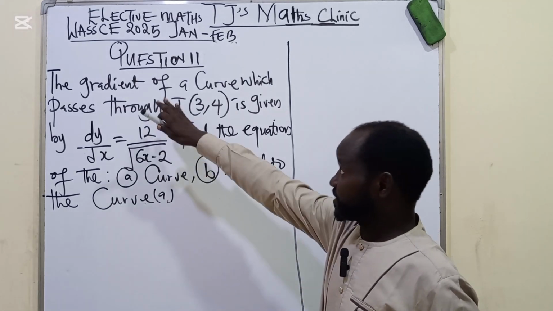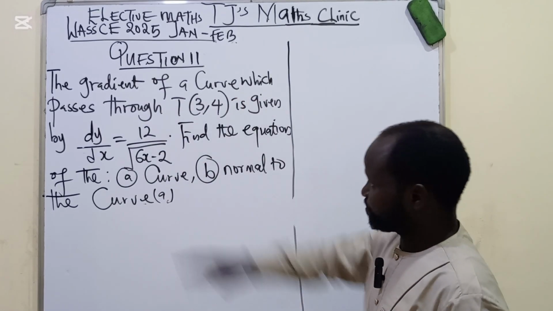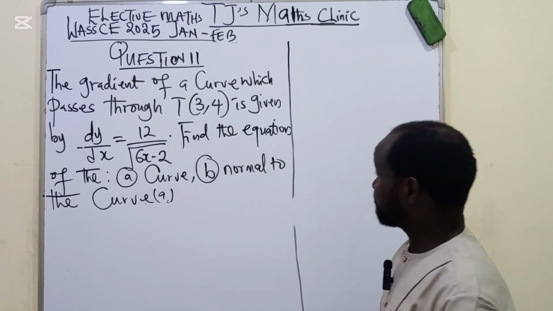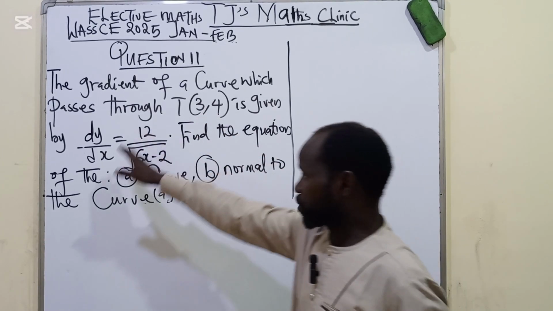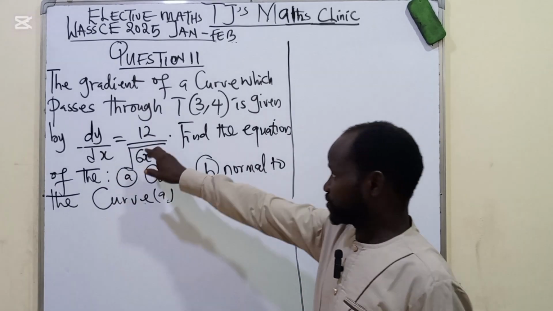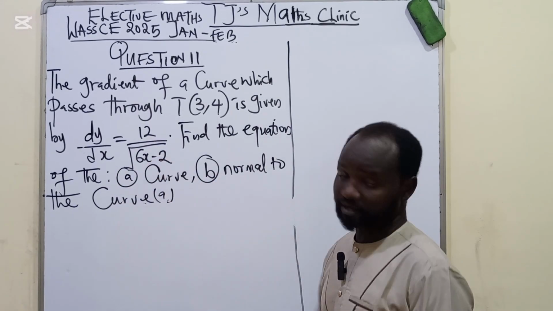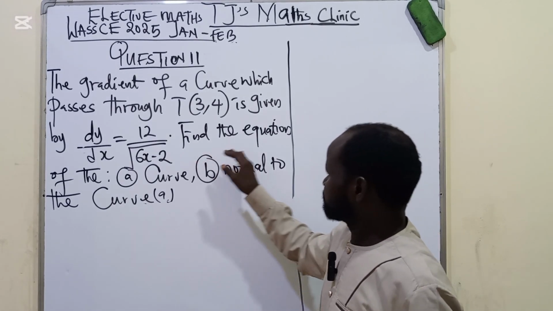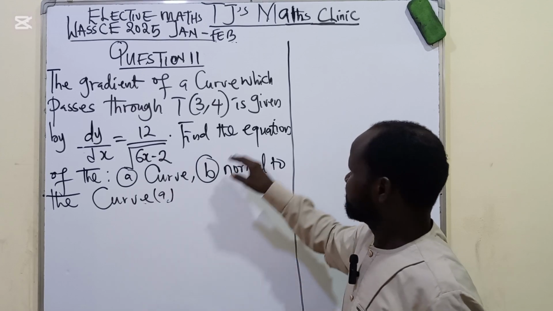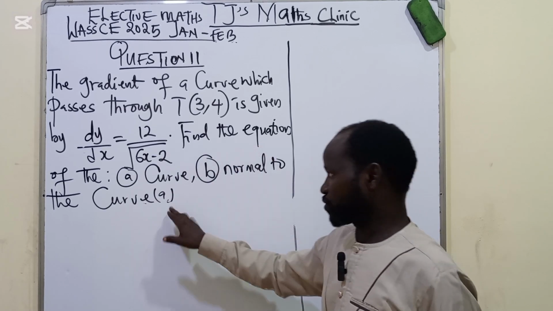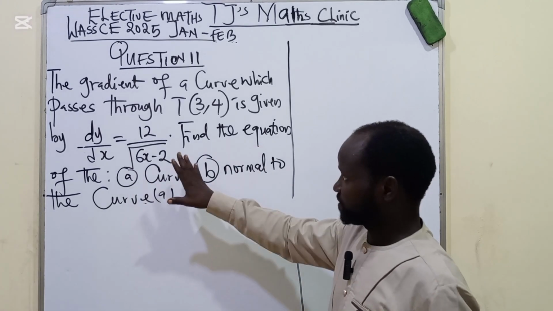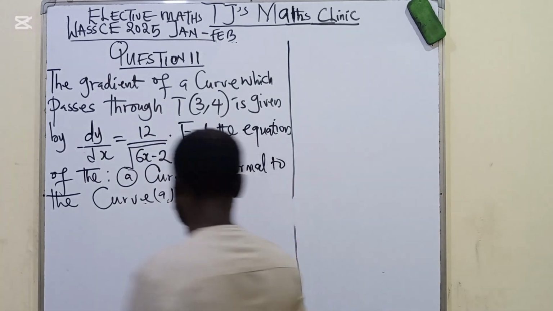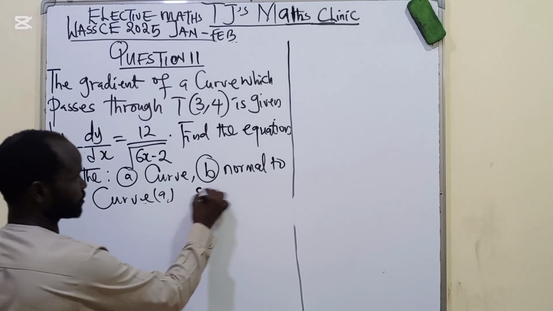The question reads: the gradient of a curve which passes through the point T, given as (3, 4), is given by dy/dx = 12 divided by the square root of 6x minus 2. We are asked to find A, the equation of the curve, and B, the equation of the normal to the curve in A. This is from differential calculus. Let's look at how we can solve this. First thing to do, let's write down the solution here.